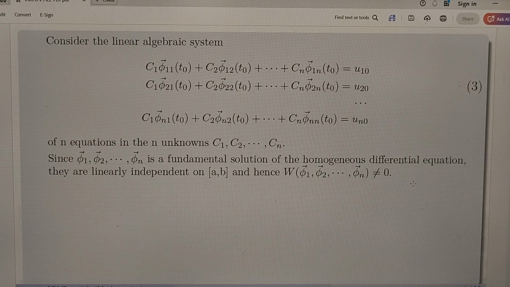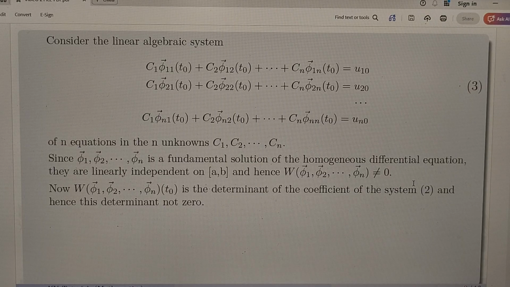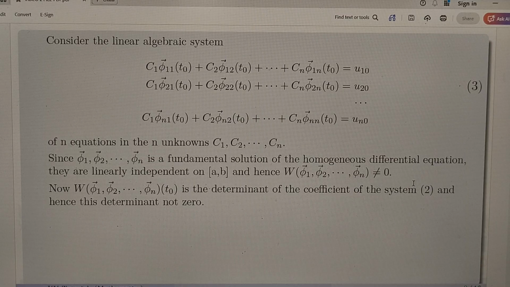Okay, so since phi 1, phi 2, phi n is a fundamental set of solutions of the homogeneous differential equation, therefore they are linearly independent on [a, b]. That means their Wronskian is not equal to 0. Now if we consider this Wronskian at a particular initial time t0, it is the coefficient determinant of the above system. If you consider the variables c1, c2, cn, then the coefficient determinant is given by W(phi 1, phi 2, phi n). Because phi 1, phi 2, phi n are linearly independent, the Wronskian is not equal to 0. That means at the particular value t0, the Wronskian is also not equal to 0.